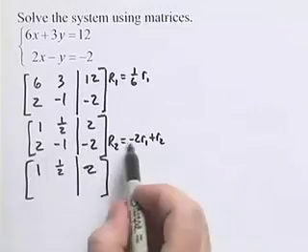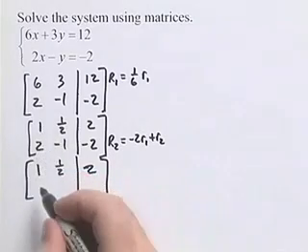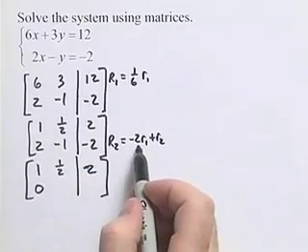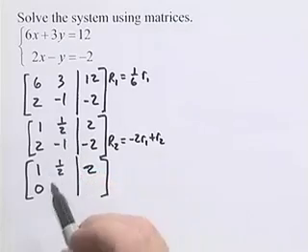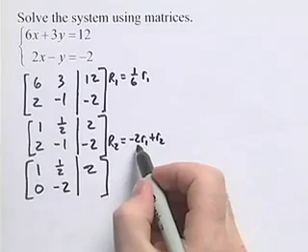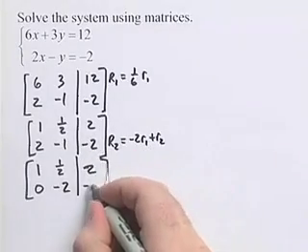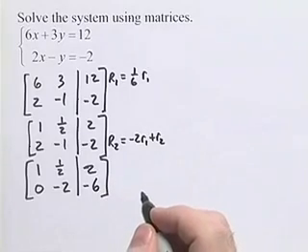Now, to get my second row, I need to perform this operation. Negative 2 times 1 is negative 2, plus 2 is 0. Negative 2 times 1/2 is negative 1. Negative 1 plus negative 1 is negative 2. Negative 2 times 2 is negative 4, plus negative 2 is negative 6.